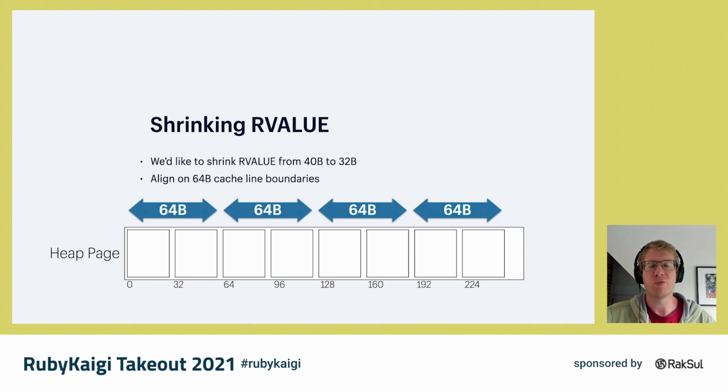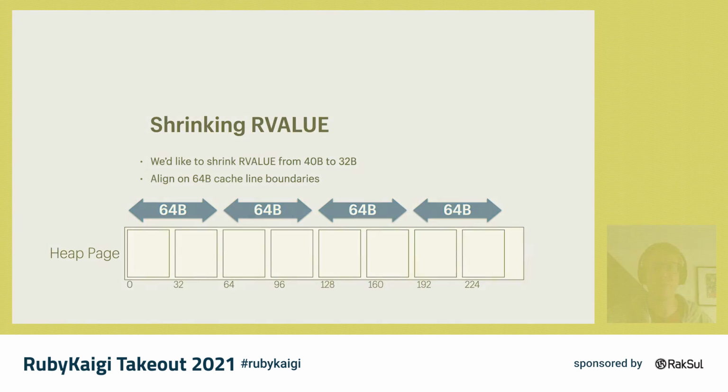However, there's still a lot of work we need to do to get to this point, as most objects are still using all 40 bytes they've got available to them. And given this, if we were to keep slots aligned to cache lines, each 40-byte RVALUE would need a 64-byte slot, which, as we discussed earlier, wastes 24 bytes per value.